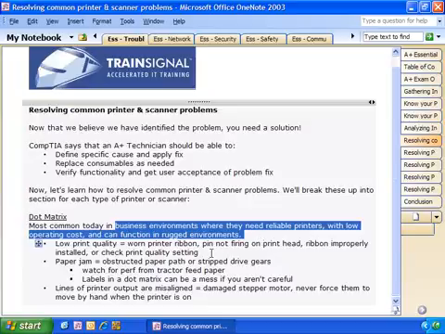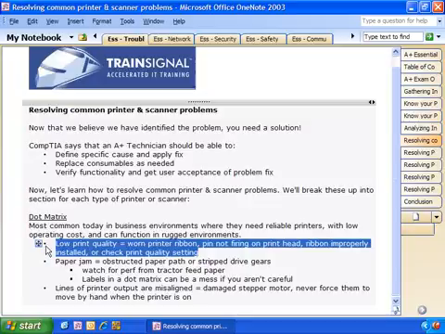Now, one of the common problems could be low print quality. And because dot matrix printers use a ribbon, you should check for a worn printer ribbon. You could check for a pin not firing on the print head by doing a test page. You could check for the ribbon improperly installed. Sometimes the ribbon's not all the way down, it's not seated properly. Or check the print quality settings.